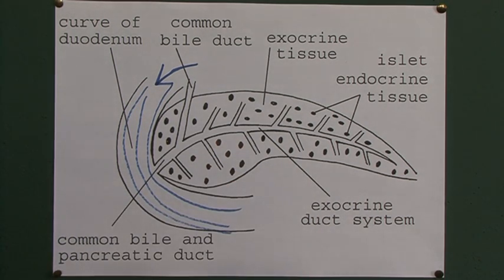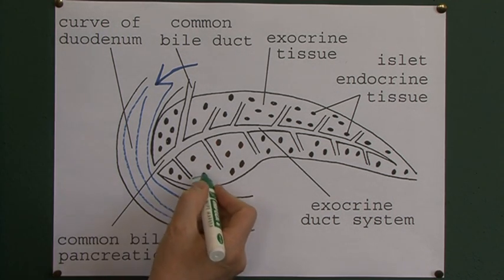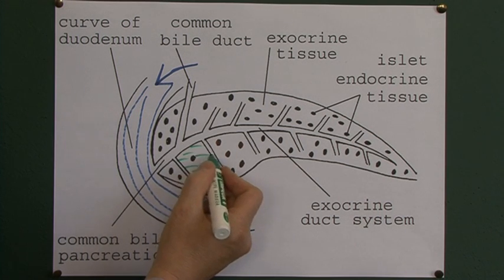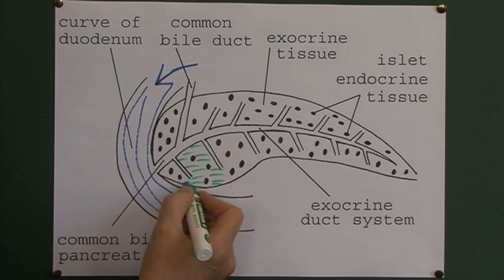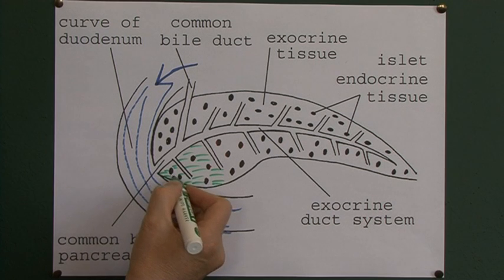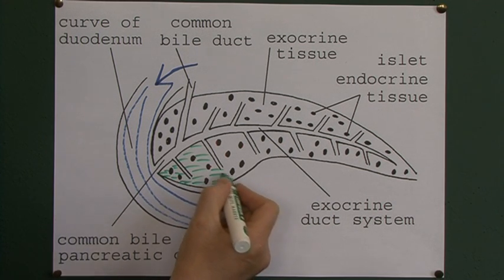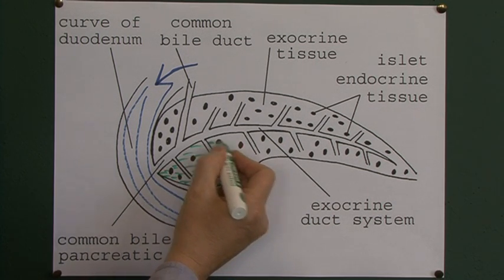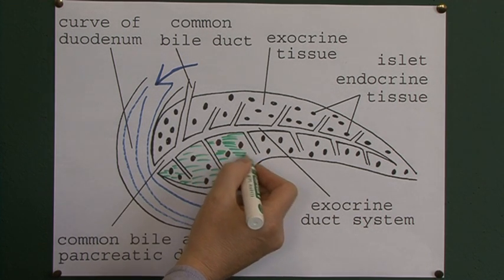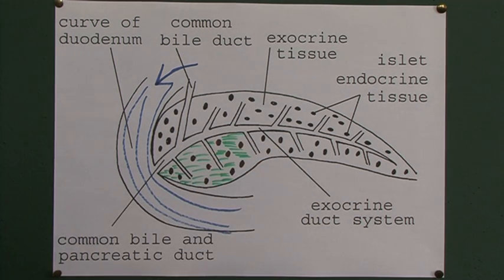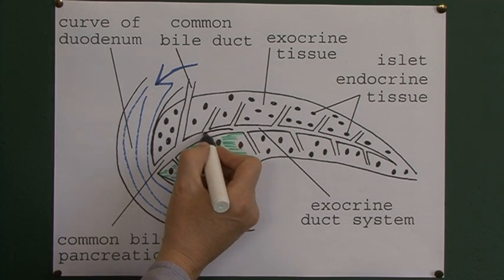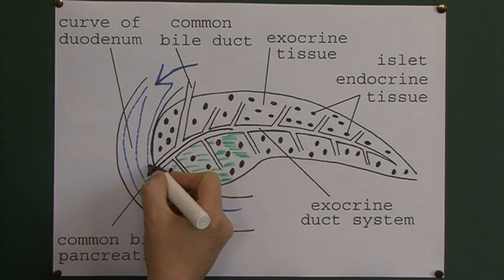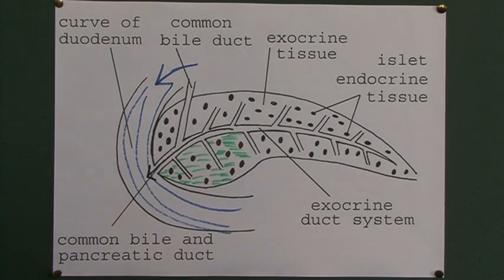And the tissue in between is the exocrine tissue, containing the acinar cells, producing the exocrine secretions, which are the digestive enzymes. And when the digestive enzymes are produced, they go down the pancreatic duct here into the lumen of the duodenum.